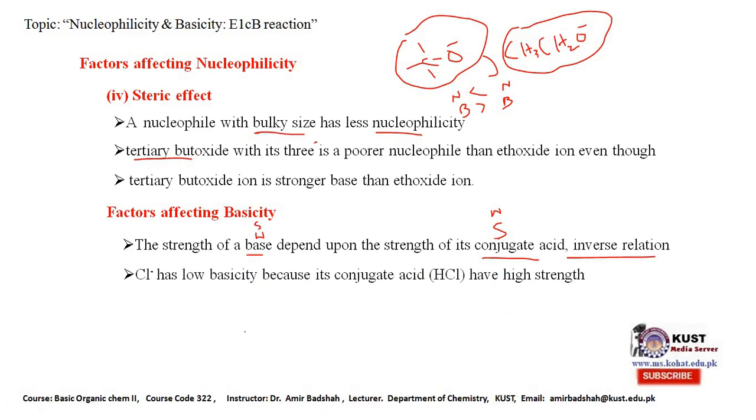For example, chloride ion has low basicity. What's the reason behind that? Because its conjugate acid, HCl, is very strong. So if it is strong, then the chloride ion will be weak.